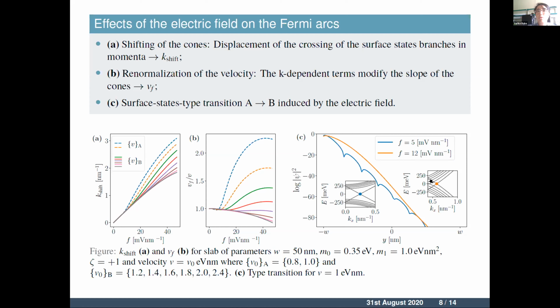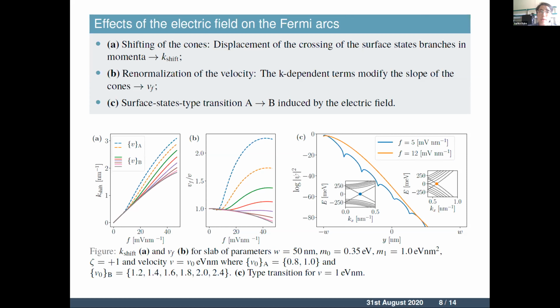The transition from A to B is expected. In fact, the shifting in the momentum is the most appreciable effect of the electric field, more noticeable than the velocity renormalization. We checked also that the transition in the opposite direction, from B to A, does not take place because the momentum shift does not increase beyond the modified transition radius, and hence the conditions for type A are not fulfilled.